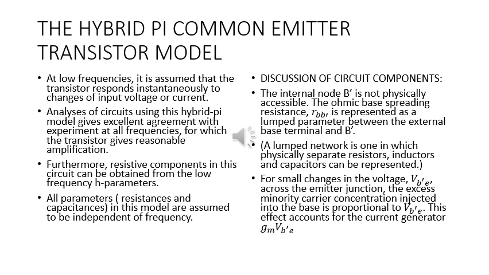The ohmic base spreading resistance RBB' is represented as a lumped parameter between the external base terminal and B'. A lumped network is one in which the physically separate resistors, inductors and capacitors can be represented. For small changes in the voltage VB'E across the emitter junction, the excess minority carrier concentration injected into the base is proportional to VB'E. This effect accounts for the current generator GM VB'E.